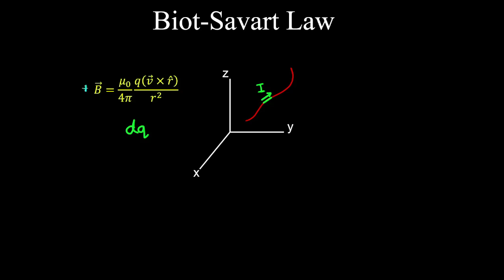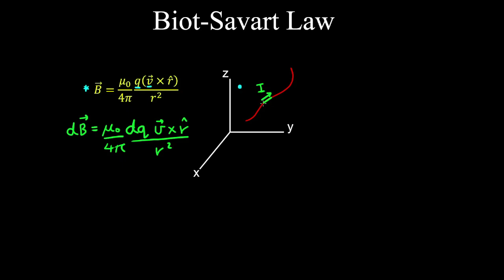and recall that this is the magnetic field that we derived due to a single point charge traveling at some velocity at a point at some distance away from the charge. So we have the differential magnetic field due to a differential charge is equal to the magnetic permeability on 4 pi by dq, but the velocity of the differential charge cross r hat on r squared.